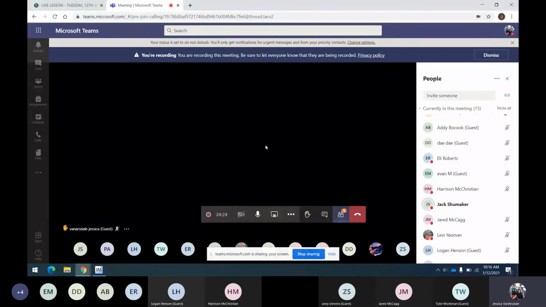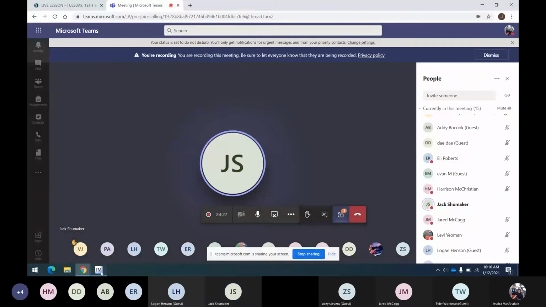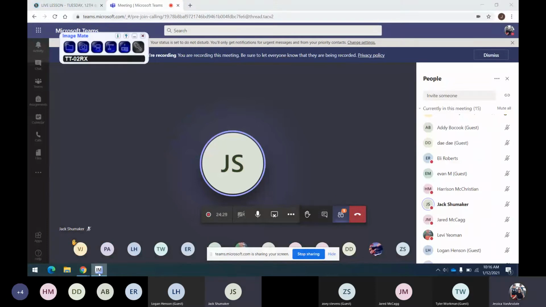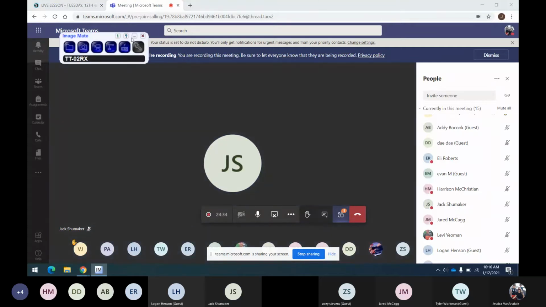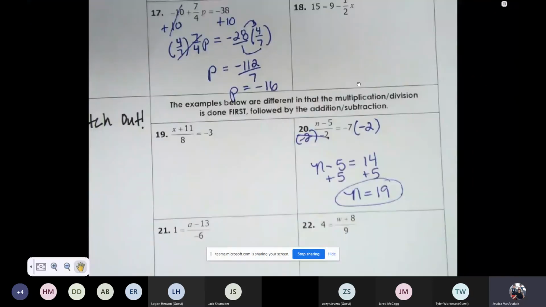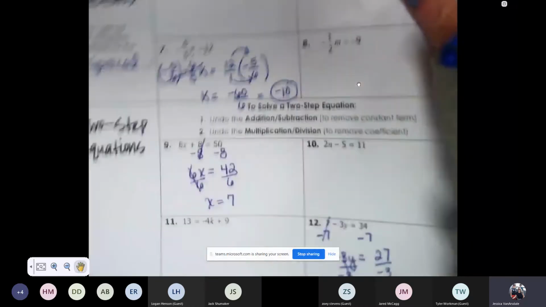Can you go back to number 4? I sure can. I think I can. There it is. I'm figuring this out. After that, can you go down to 12? Sure. Okay, here's number 4.